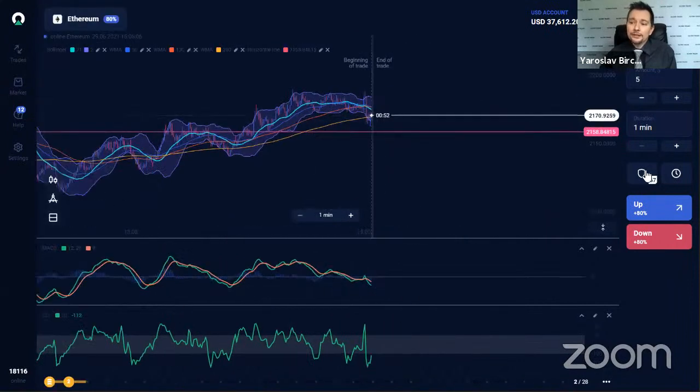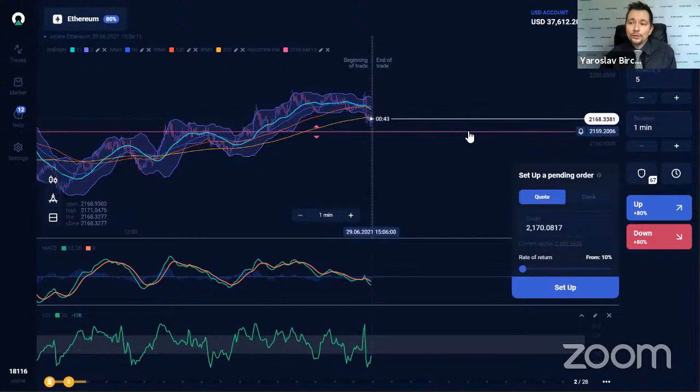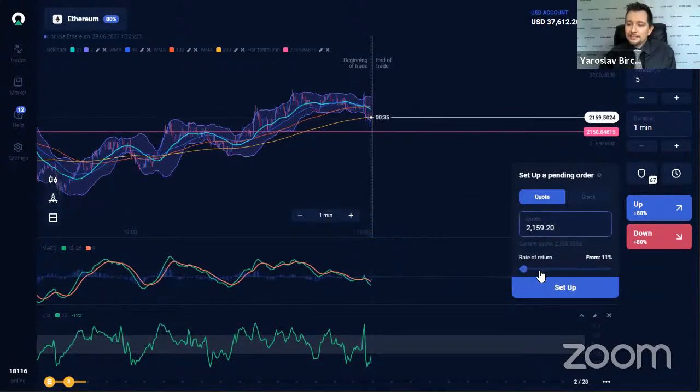So what I do right here is, you see this little timer button, this little clock button. I click on it, and then I mouse over to where I want the trade to open. So 2159.20 is where we want to go. 2159.20, and I set up the rate of return to be at least 70. As you guys can see, Ethereum is giving me a rate of return of 80. So I set that up.